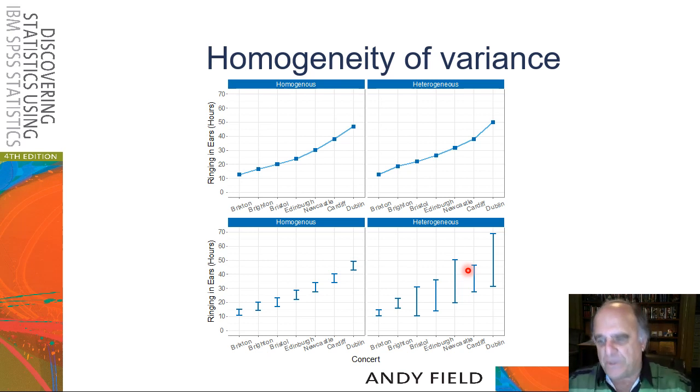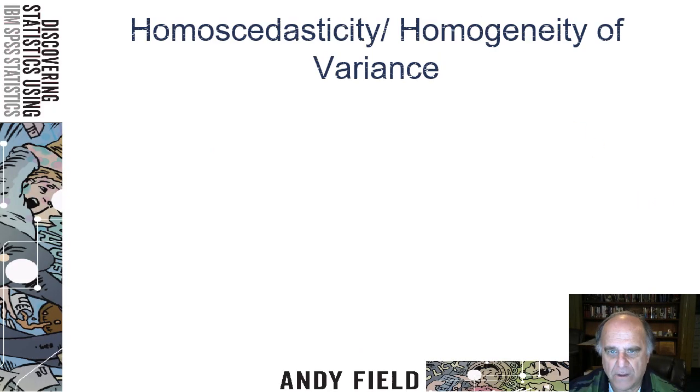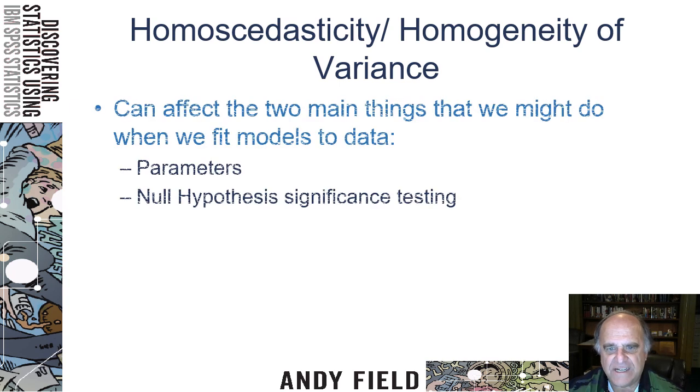So it's a pretty simple concept. If we have two groups, say male and female, homogeneous means the variance is equal for the two groups. Heterogeneous means the variance is not equal for the two groups. Homoskedasticity and homogeneity of variance can affect the two main things that we might do when we fit models to data, and that is looking at the parameters and looking at null hypothesis significance testing.